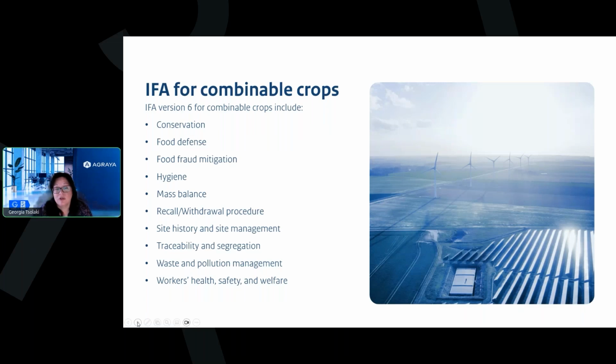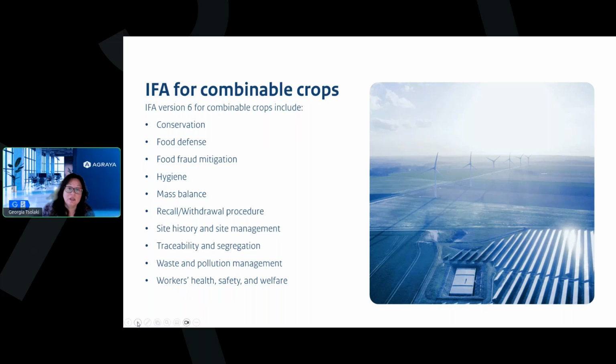What does this solution, IFA for combinable crops, include? It includes requirements about food defense, food fraud, conservation, hygiene in the farm, mass balance, recall and withdrawal procedures, the history of the farm and the site management procedures, traceability and segregation, because we need to ensure that products that come from certified production processes are not mixed with products from non-certified processes.